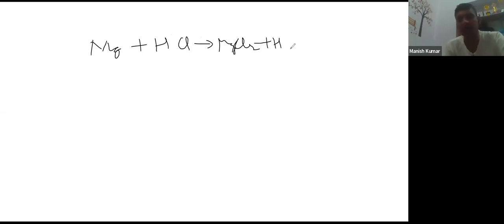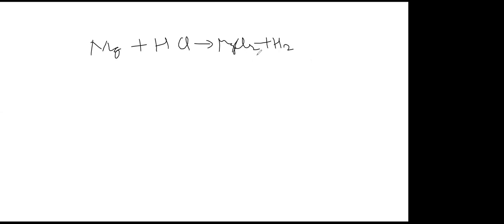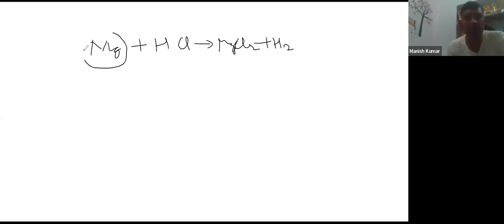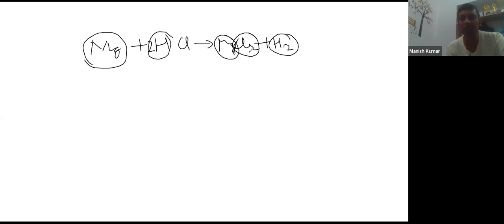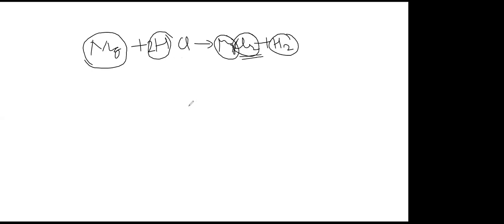And have you also been taught of balancing the chemical reaction or equation? How to balance them? No, sir. Okay. Now see here, there is one Mg and one Mg, but there are two Cl, isn't it? So if I am writing 2 here, that means now there are 2H, and here also 2H is there. And this 2 is common for Cl, and here also Cl2 is there. So by this way, we balance the chemical reaction.